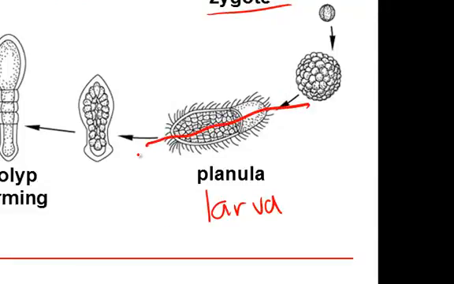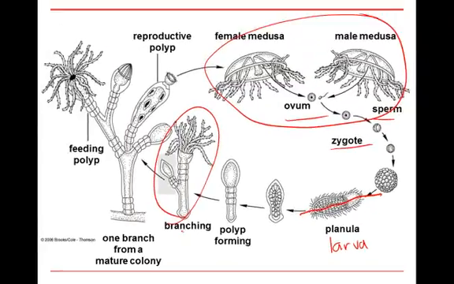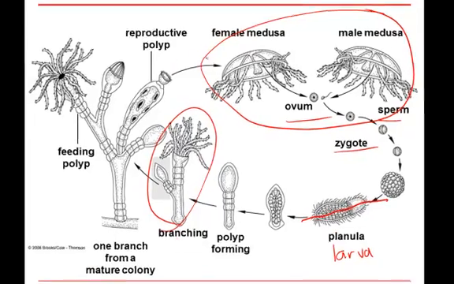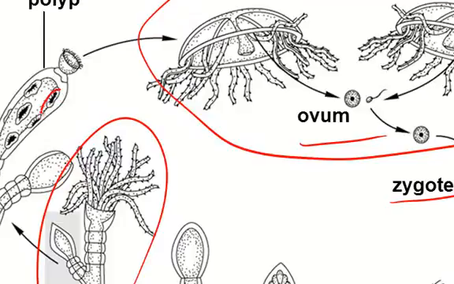We can see it settles on the bottom, and then it'll grow into a polyp. The polyp is sessile and reproduces asexually. In this case, we can see that it buds off these little buds that become medusa. And there we can see one that's getting ready to bud off.